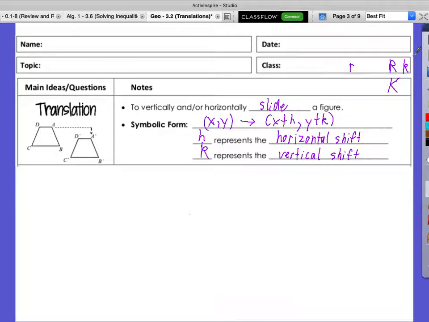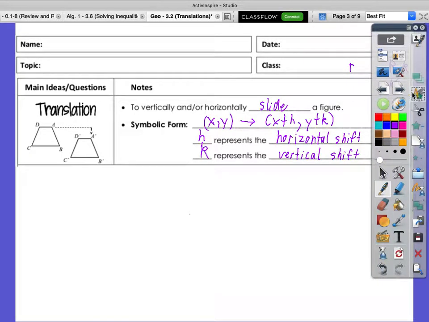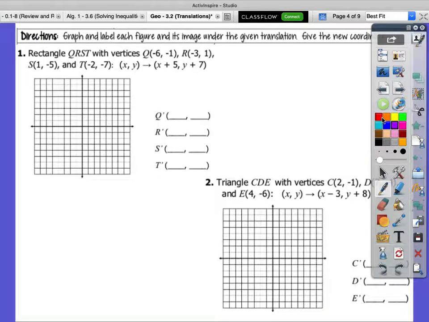Okay, so H is the horizontal shift, K is the vertical shift. Let's practice this a little bit.